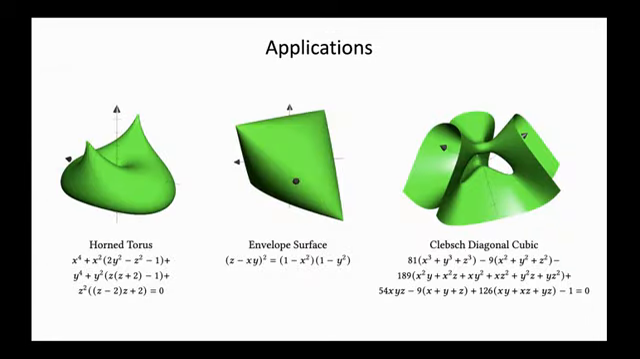After our tests, we decided to go back to my artistic work to do applications. I remade the horned torus, the envelope surface, and the Klebisch diagonal cubic, which are defined by the equations below.